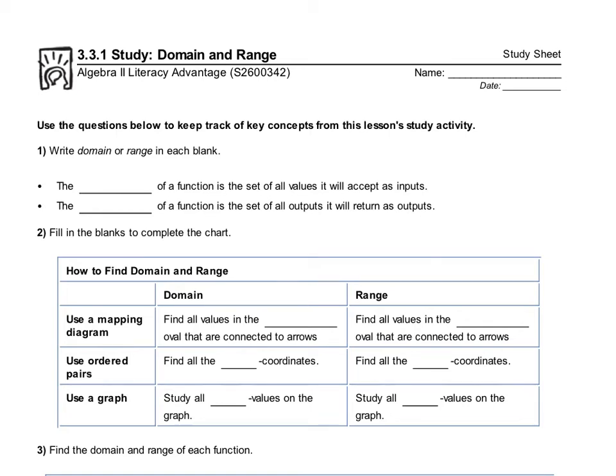So 331, we start to talk about domain and range. So the domain of a function is the set of all the values it will accept as inputs. The range of a function is the set of all outputs. Sorry, that should say of all values. That's a typo in the notes. The range of a function is the set of all values it will return as outputs.